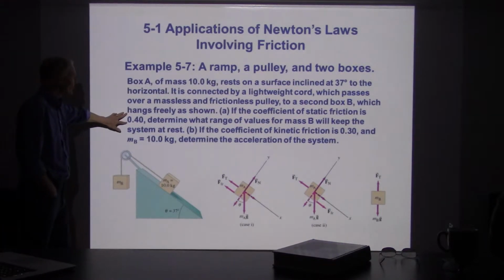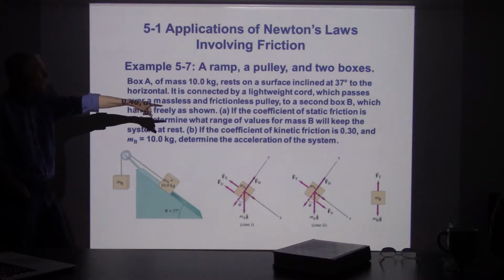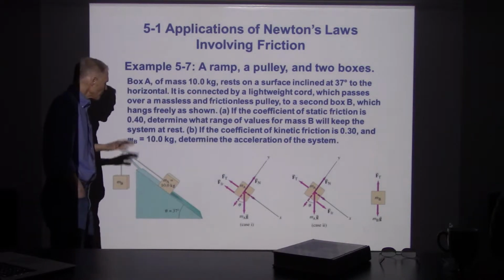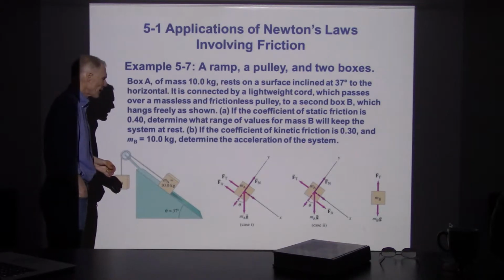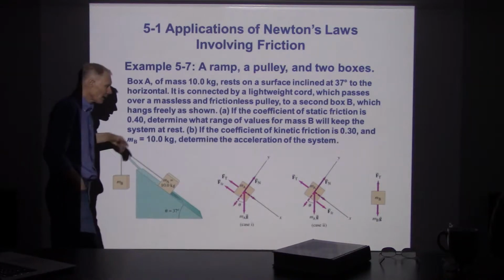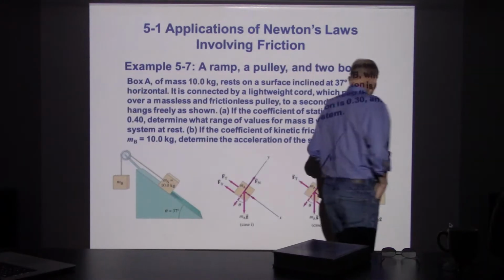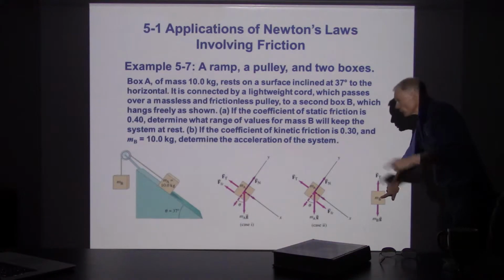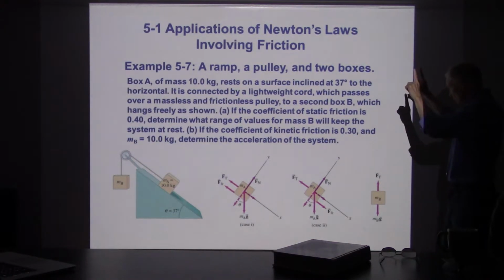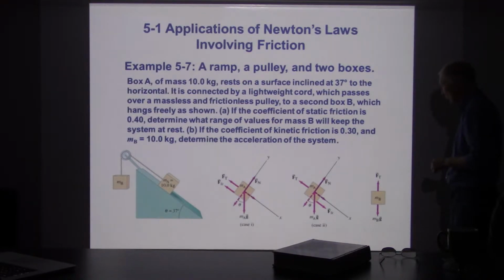It says the coefficient of static friction is 0.40, kinetic friction is 0.30. It's the same 10 kilogram block, so we've got a lot of the same numbers we've been looking at. But let's see how the force diagrams would compare. In either of these cases, this mass hanging off the side of the pulley, object B that they have here, is going to have a tension lifting it in this direction, and there's going to be a gravitational force downwards.